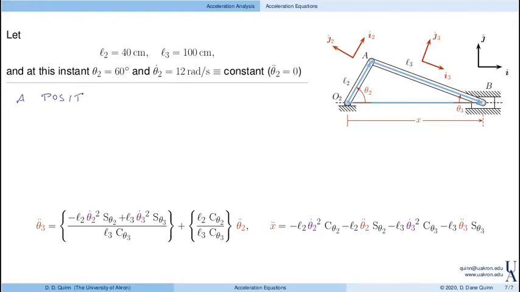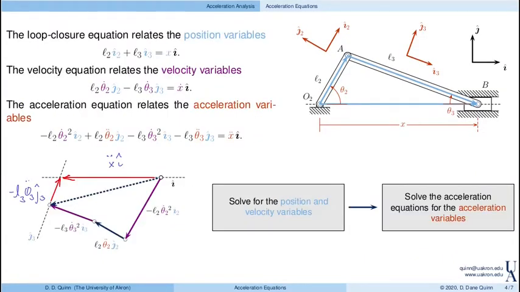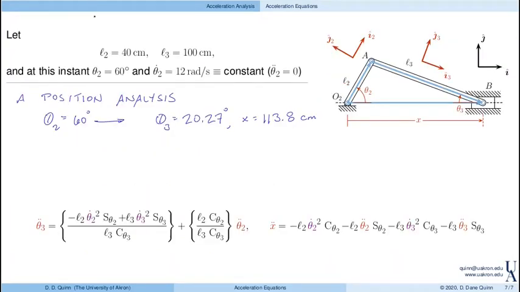So again, we always start off with a position analysis. Well, if theta 2 is equal to 60 degrees, then looking at the loop closure equation for this linkage, we can solve for theta 3 as 20.27 degrees, and x here is 113.8 centimeters. Now, I'm just going to go through this. I would urge you to actually stop and do this problem. Pause the video lecture, get a sheet of paper, pen, a calculator. Go back to the loop closure equation and go through this position analysis. Go back to the velocity equation and figure out theta 3 dot and x dot. And when you do, you'll find the following.